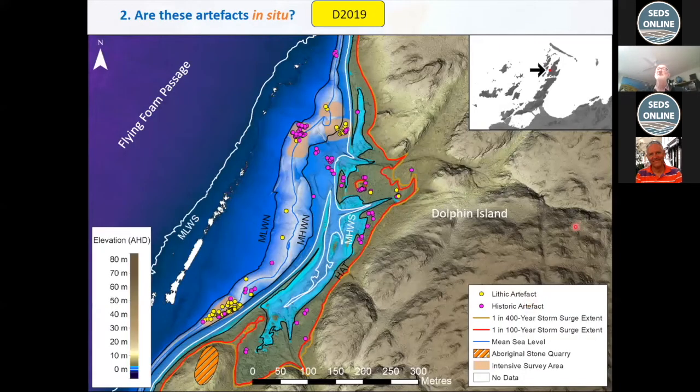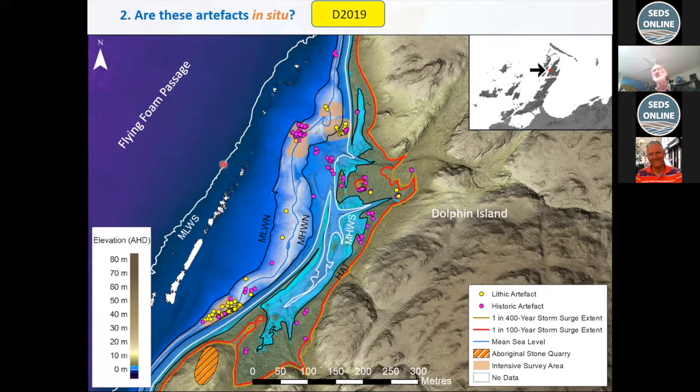So let's go to the bank of Flying Foam Passage, to this edge of Dolphin Island. This is a color image, a DTM of Dolphin Island. Highest astronomical tide is this black line. And we're moving across the intertidal zone to mean low water springs, this white line. LAT, by the way, is only just seawards. The seabed is quite steep there.